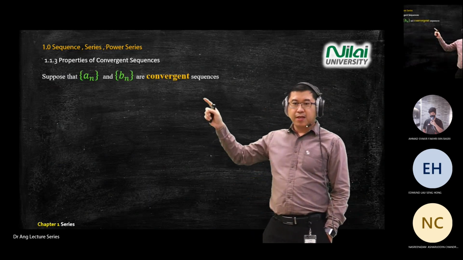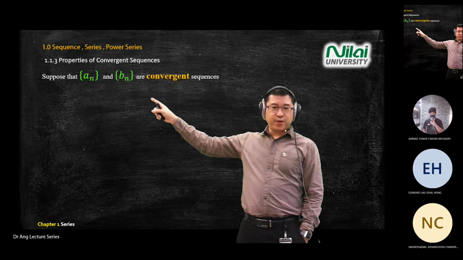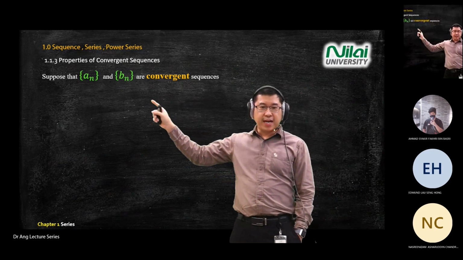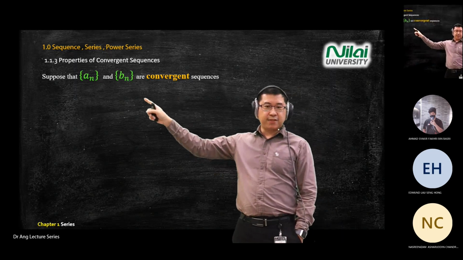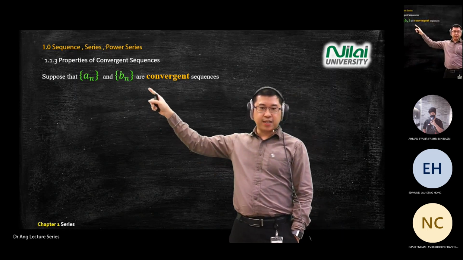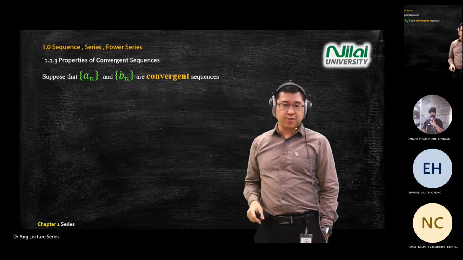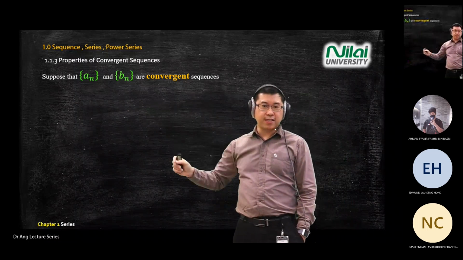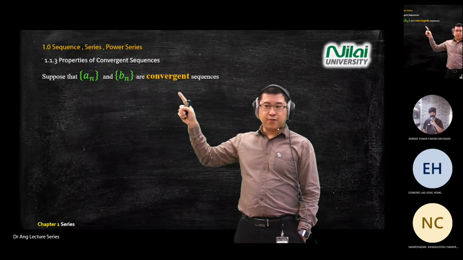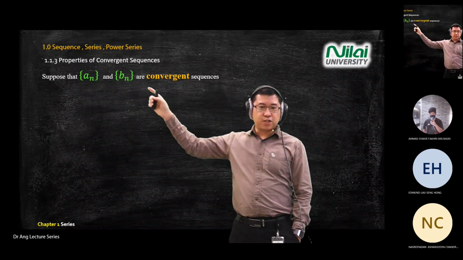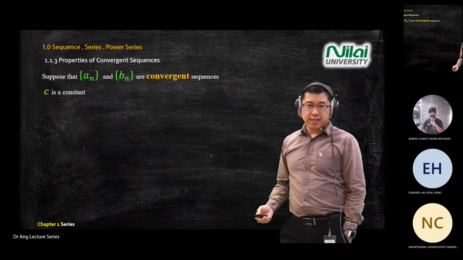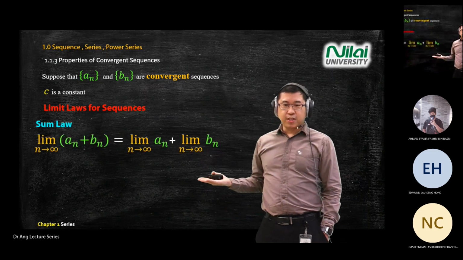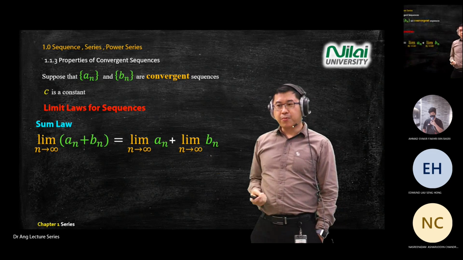If you see the A with the curly bracket, it means a sequence. So you have the first sequence, {a_n}, and the second sequence, {b_n}. The curly bracket means a sequence. If these two sequences are convergent, we can use these equations, or you can use these operations.